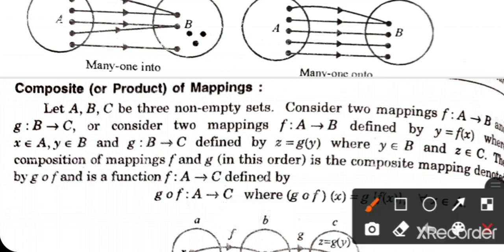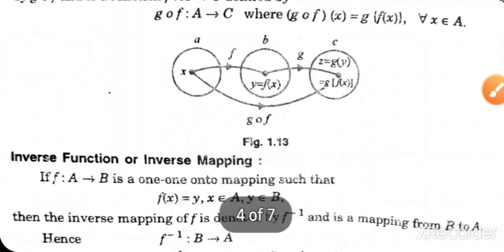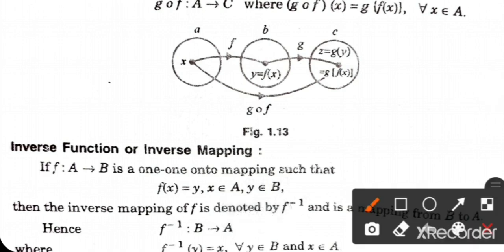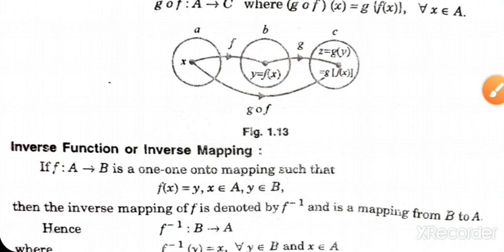Composition of mapping: if F is a mapping from A to B and G is a mapping from B to C, then GOF is a mapping from A to C and FOG is a mapping from C to A. That is called composition of mapping. Inverse mapping: inverse mapping is defined from B to A, where F is a mapping from A to B. F inverse y is equal to x and y is equal to f(x).